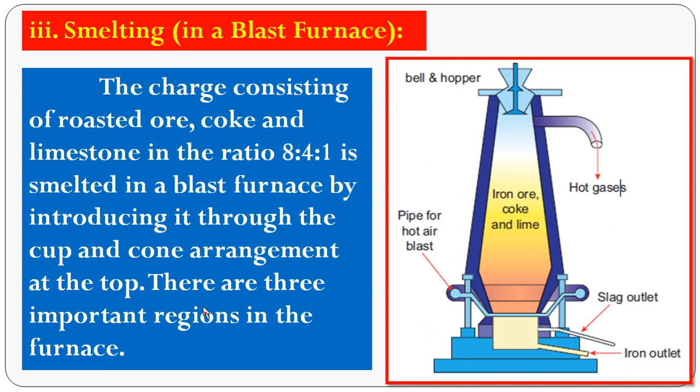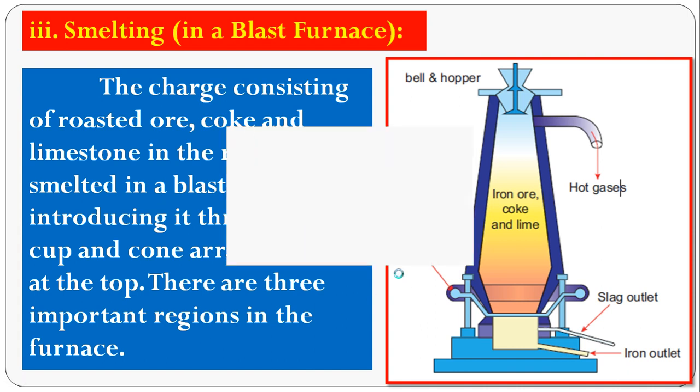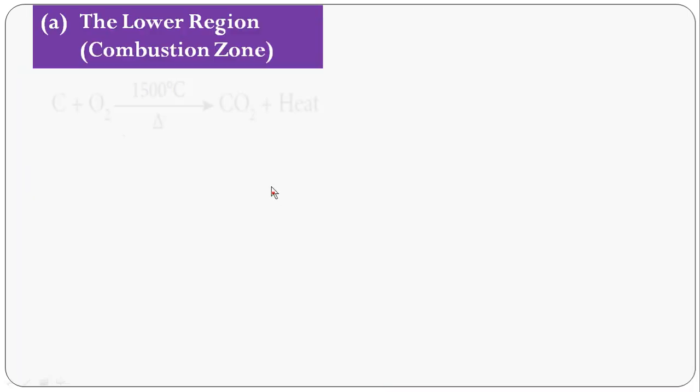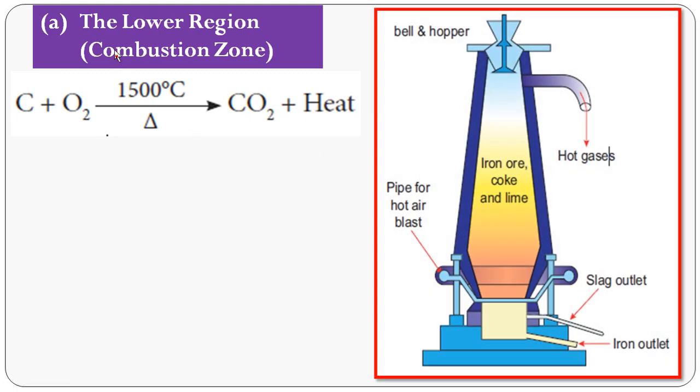Now there are three important regions in the furnace. Now the first region, that is the lower region, is called the combustion zone. In the combustion zone, the temperature prevails at 1500 degrees Celsius. Coke combines with oxygen to form carbon dioxide with the liberation of heat. Here the heat is liberated, so this reaction is called an exothermic reaction.